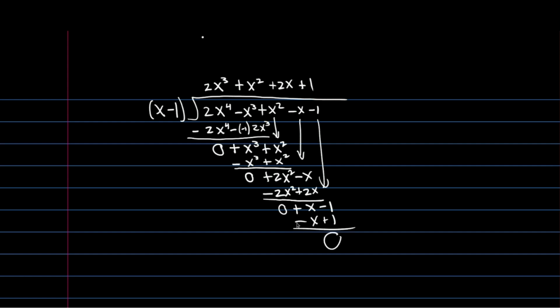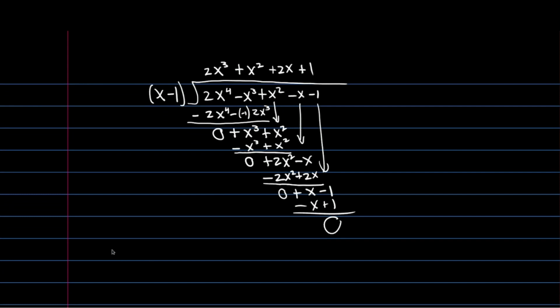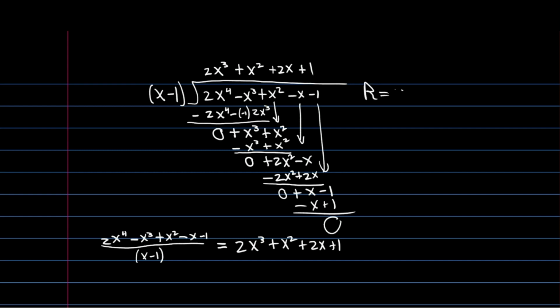So we see that this gives us a remainder of 0. So that tells us something very important. That means that if we were to do this division, this is equal to exactly 2x cubed plus x squared plus 2x plus 1. There is no remainder. Remainder equals 0. So this would be plus 0 if anything.